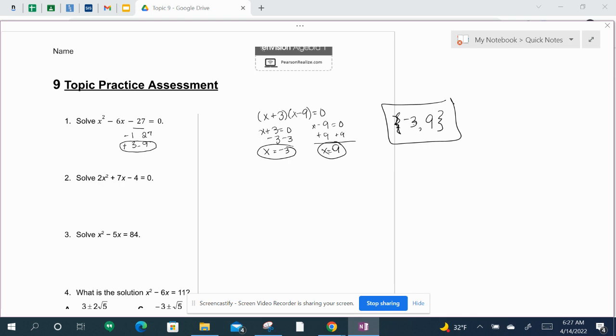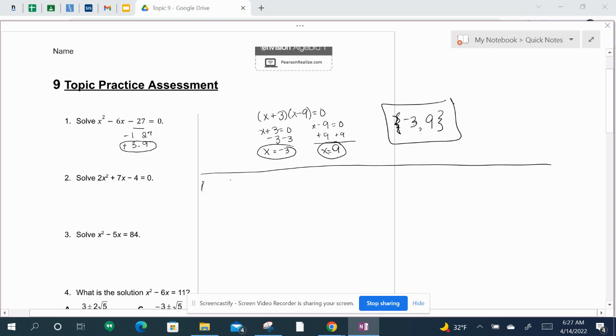Now this equation could very easily be solved using the quadratic formula because remember the quadratic formula works on every single problem. Number 2 says solve 2x squared plus 7x minus 4. Now on this one, we could try factoring, but because there's a leading coefficient, I'm going to have to use the AC method. So you could absolutely do that. This one actually is factorable, but I personally would probably try the quadratic formula in this case.